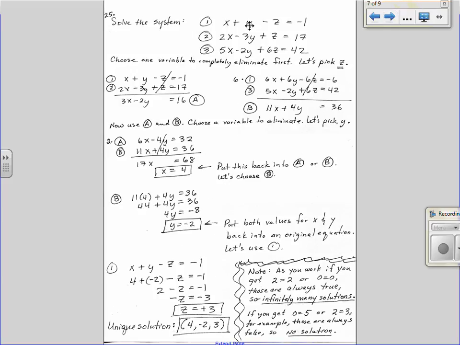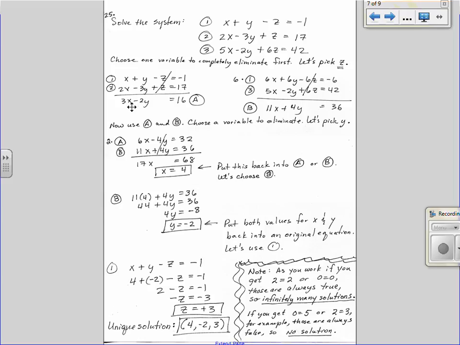Here's a system where you have 3 equations and 3 variables. You need to choose one variable to completely eliminate first. I picked z. I could have picked any of them. This one looked easy to me because I had the z and the negative z. They would add together and eliminate right away without doing anything else. And then I could take this negative z here and multiply that equation by 6, and I'd have a -6z to eliminate with this one. So that's what I did first.